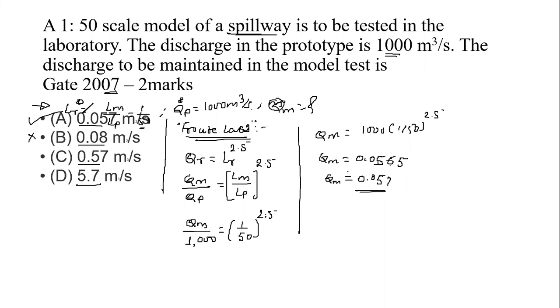This is the question which was asked in GATE 2007. It was related to the Froude law. Why have we used the Froude law? Because it is related to the discharge or the flow conditions over a spillway. Whenever there is flow over a spillway, it means there is a free surface flow. It is a flow under gravity, and to govern that flow we have the Froude law. So we used the scale ratio as per the Froude law. Now we'll go for the next one.